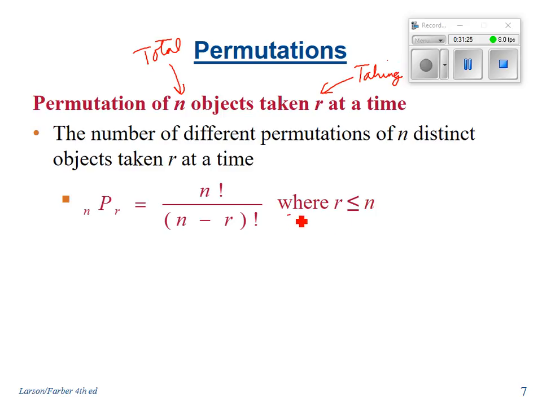This here at the end of this formula says where r is less than or equal to n. So r and n could be the same thing, but r can never be bigger than n. Because I can't have 9 books and say I'm going to take 15 books. That doesn't make sense. All right? So if you only got 9 books, then how many you're taking can't be more than that.